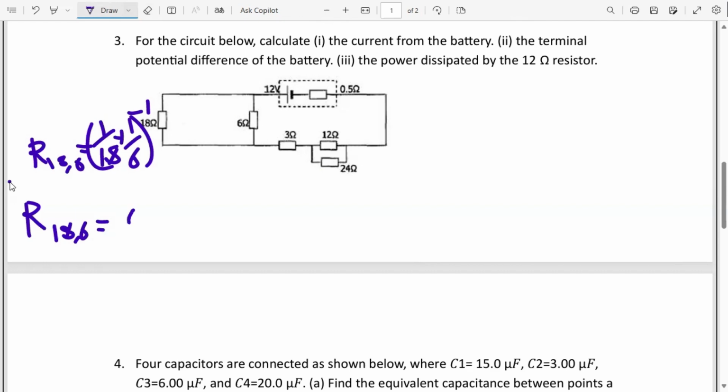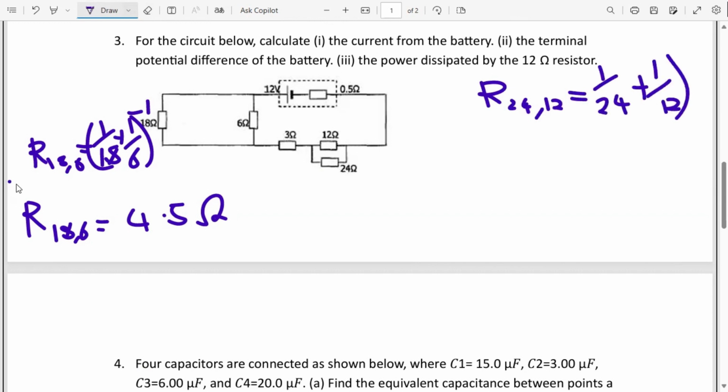For the 18 and 6, we have a resistance of 4.5 ohms. Then from there, we can calculate the resistance of the 24 and 12 resistors. So we have (1 over 24 plus 1 over 12) to the power minus 1, and we get R 24,12 as equal to, let me plug this in again, 8 ohms. Sorry, 8 ohms, not 8 amps.